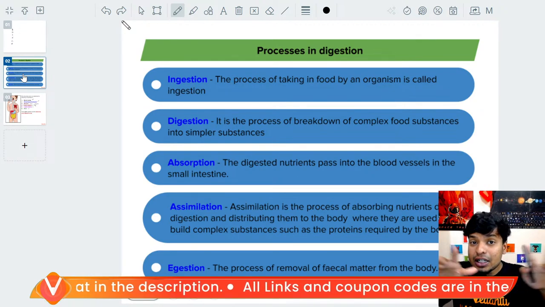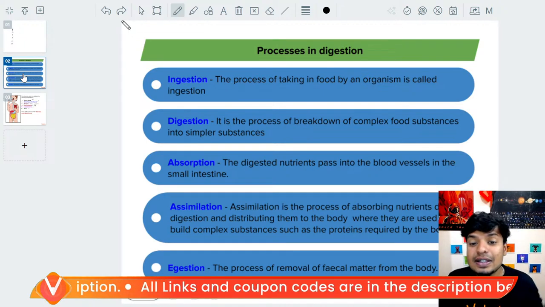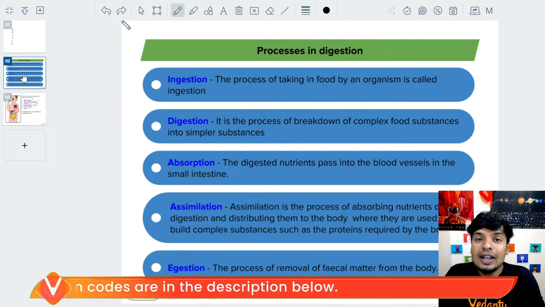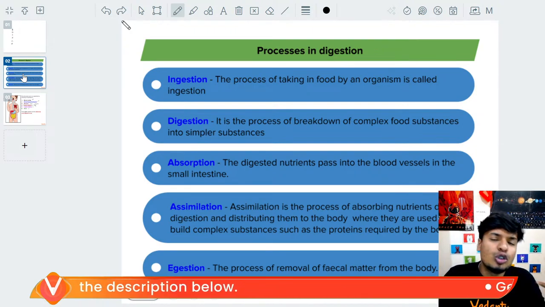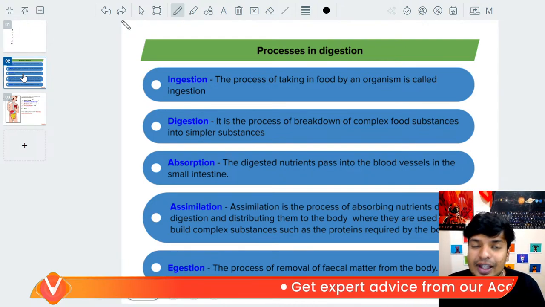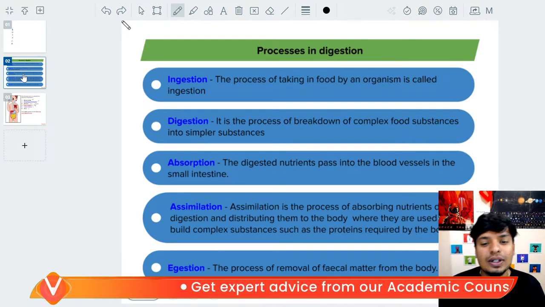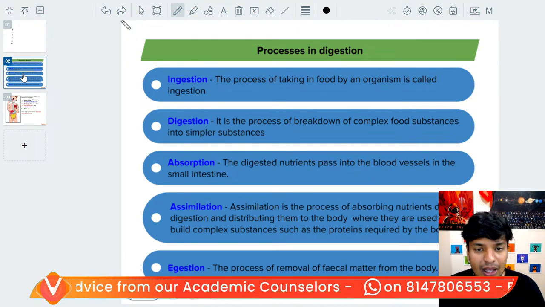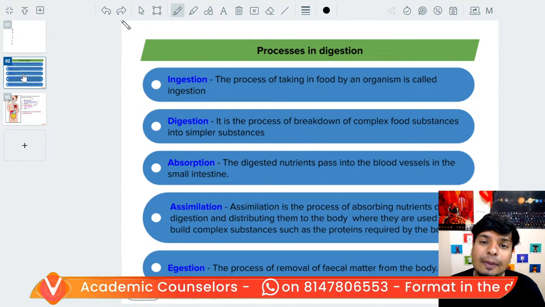Then assimilation. Whatever is digested gets distributed to the body, wherever it gets used to build complex substances like proteins required by the body. Then egestion, thrown out, the removal of fecal matter from the body. Okay, this is what happens in humans.